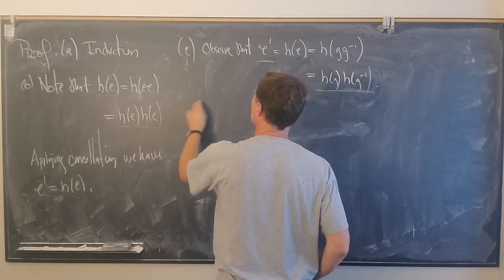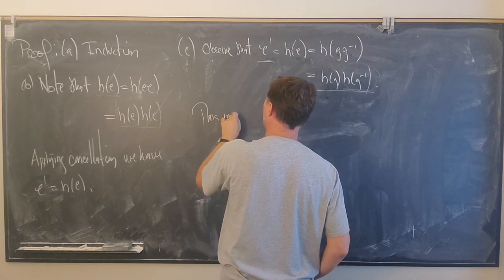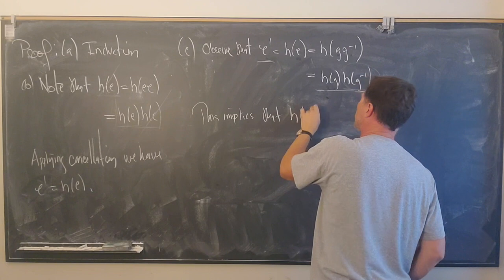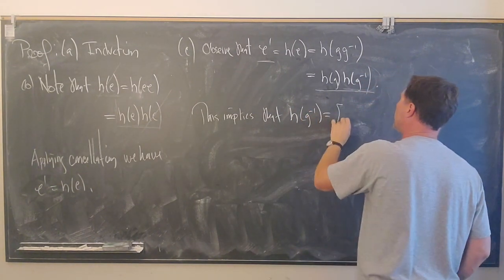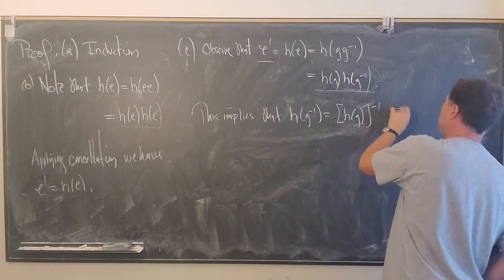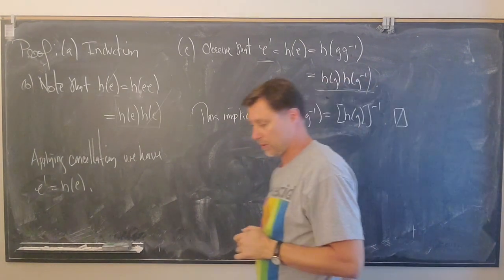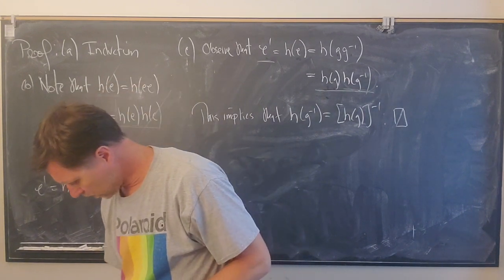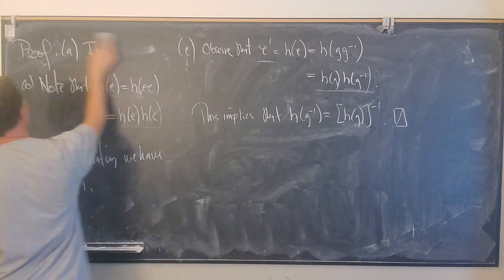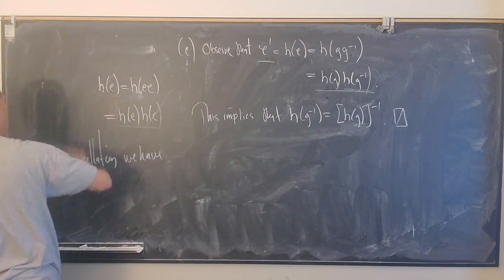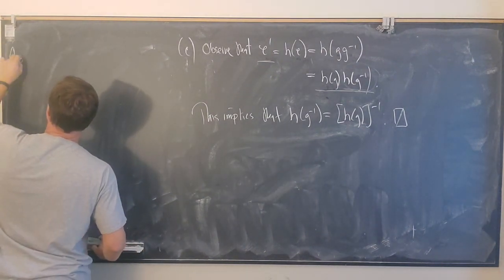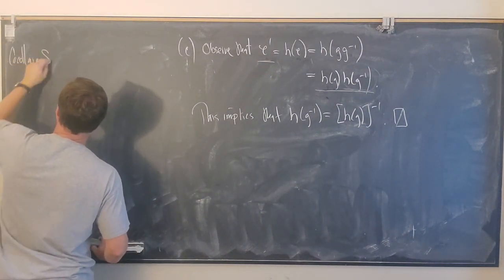So this implies that H of G inverse is equal to the inverse of H of G. And so that completes the proof of that lemma right there. As a quick corollary, so notice what we have. Well, okay, let me write down what we don't have. So corollary, this would be 8.4.